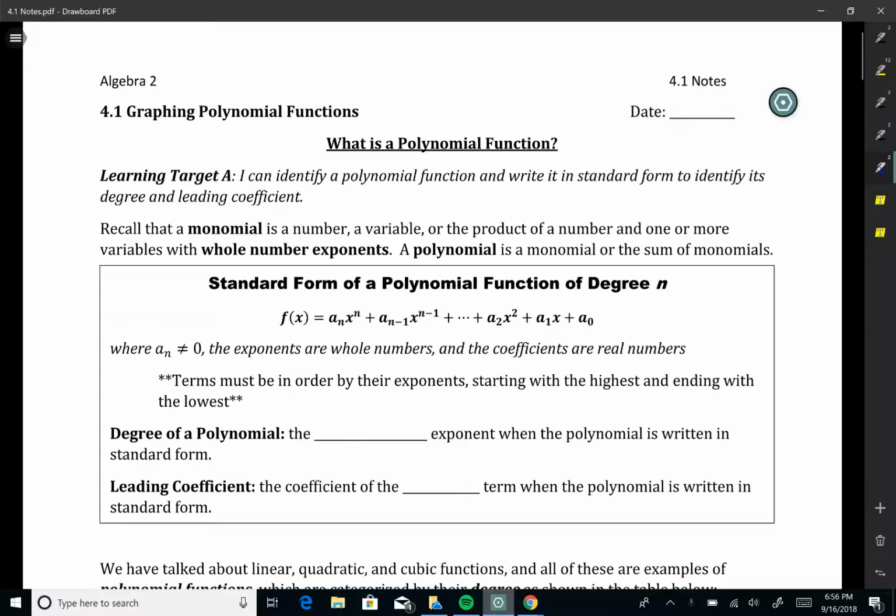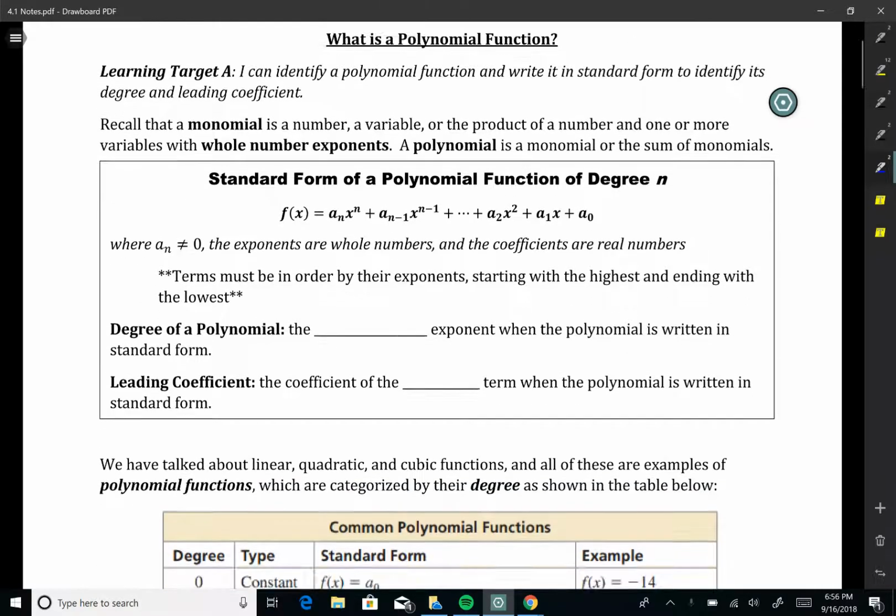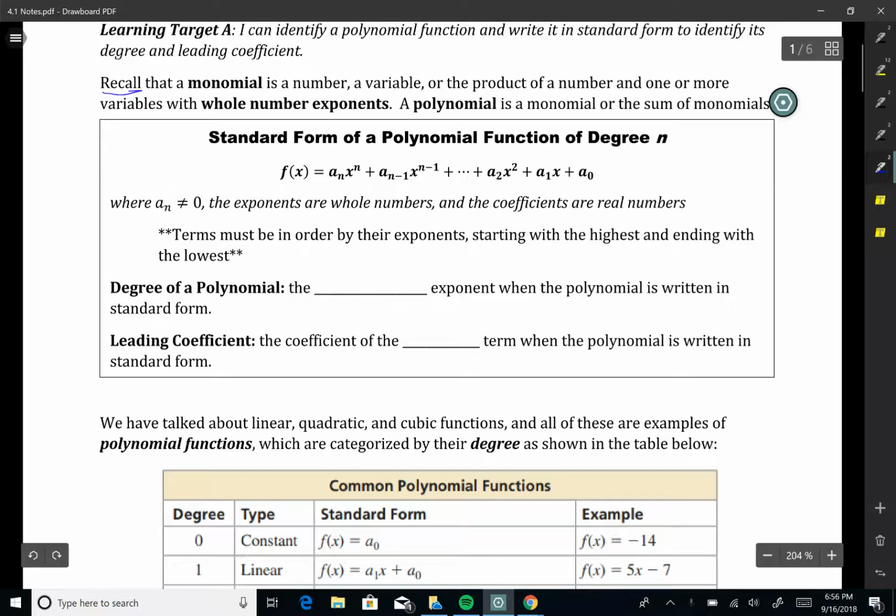So our first learning target is I can identify a polynomial function and write it in standard form to identify its degree and leading coefficient. All right. Recall that a monomial is a number, a variable, or the product of a number and one or more variables with whole number exponents. So a monomial basically means one term.